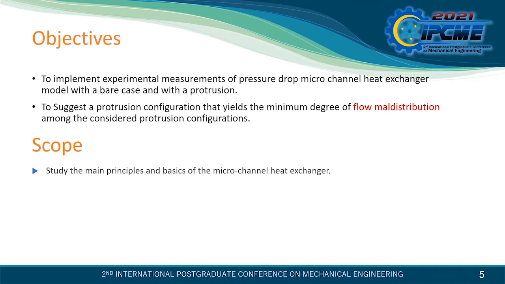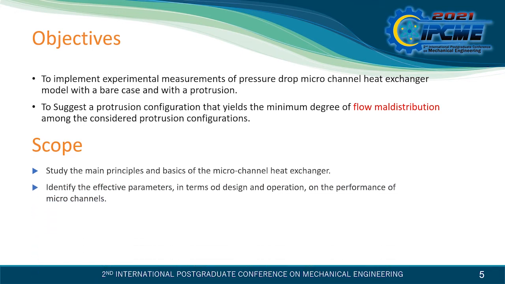the flow rate. So the main objective is to implement an experimental measurement of pressure drop in a microchannel heat exchanger model with a bare case and with a protrusion case, to suggest a protrusion configuration that yields the minimum degree of flow maldistribution among the considered protrusion configurations.